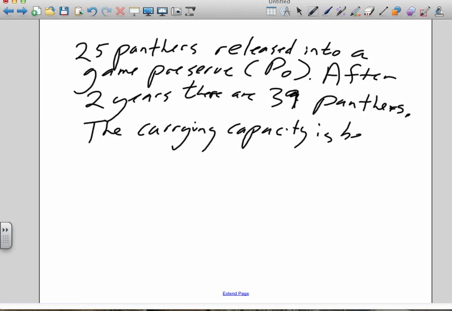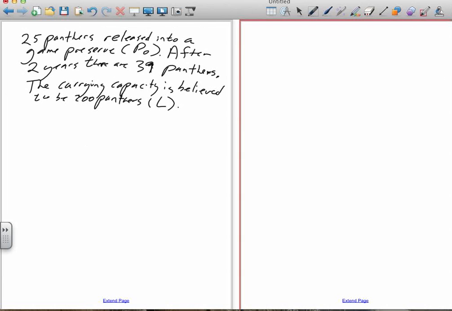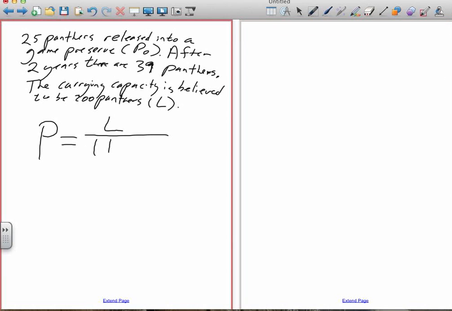Okay, now the carrying capacity is believed to be 200 panthers. And they probably got this from historical information. And carrying capacity, of course, is our L. And we want to derive a logistic equation for this thing. So let's do this. All right, now the logistic equation is P equals L over 1 plus B times e to the negative kt.